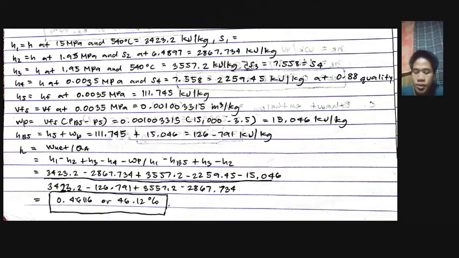3432 minus 2867.734 plus 3557.2 minus 2259.45 minus 15.046 over 3432 minus 126.791 plus 3557.2 minus 2867.734. Then the next move is to calculate it. And there you will get the answer 0.46116 or 46.12%.